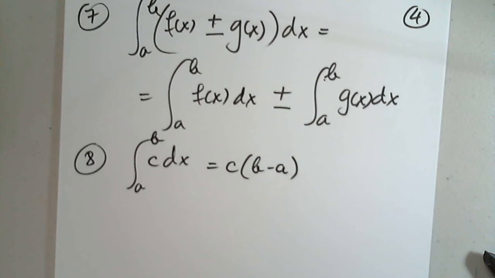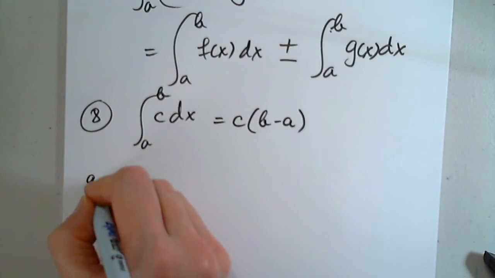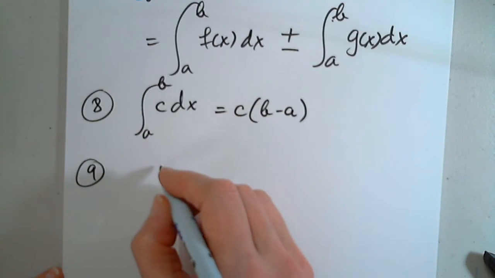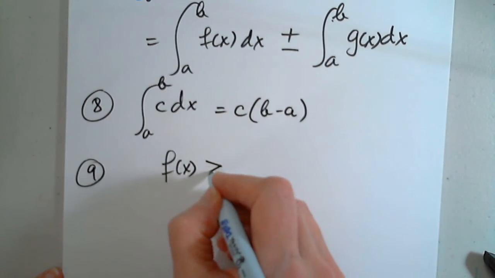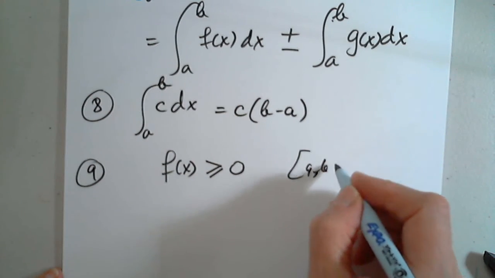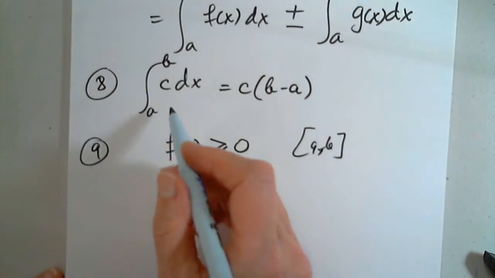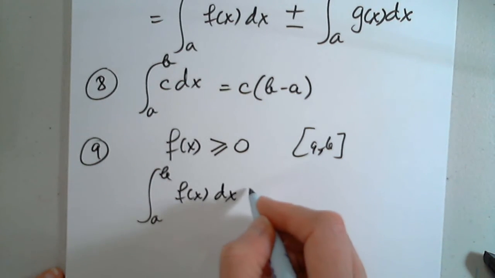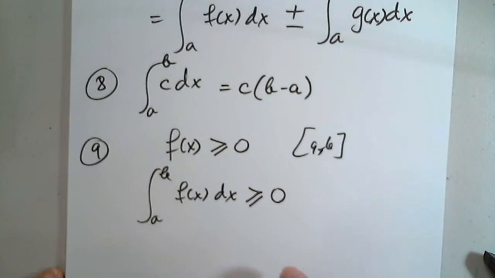And I'd like us to apply these properties. And one more that I would like to present, which we talked about. So if the function is greater than or equal to 0 on the interval a, b, of course the integral from a to b of f of x dx will definitely be greater than or equal to 0.